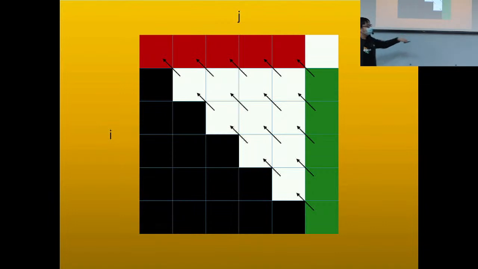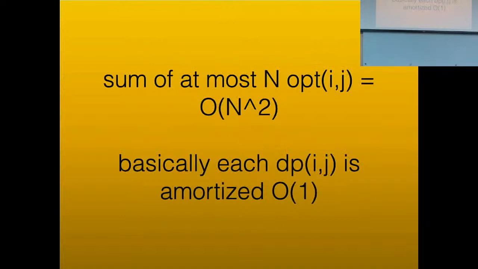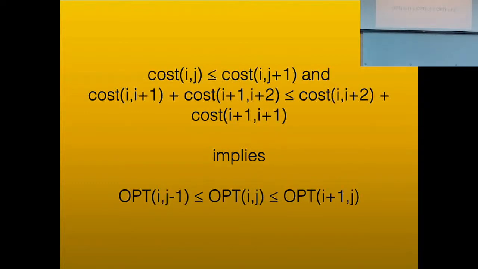OPT 1.5 is useless. So basically it's just the sum of this OPT minus the sum of that OPT. Right, and we need to sum at most n OPT values, and each OPT value can be between 1 and n, so it's n squared. Basically, populating the table takes time as big as the size of the table, so it's basically n squared total, amortized constant per cell.